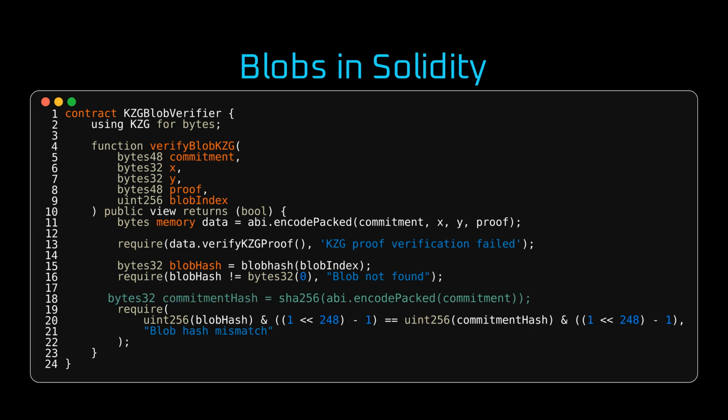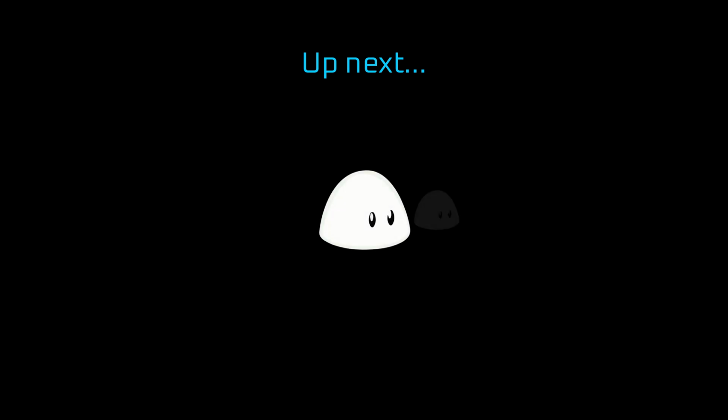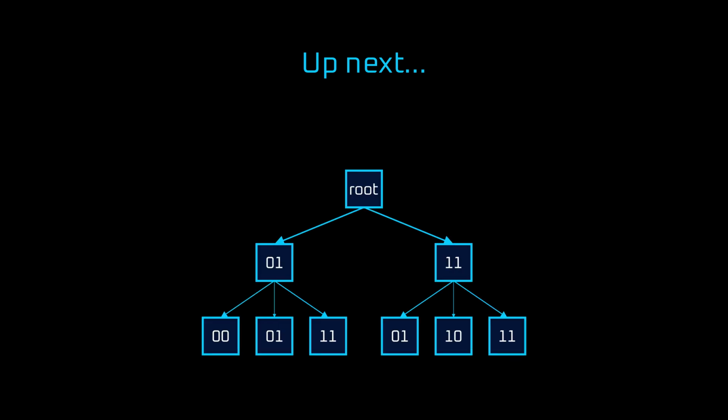Finally, we calculate the hash of the verified KZG commitment. We require the last 31 bytes of commitment hash to match the blobhash result. Congratulations! We successfully verified a real blob data. And that is it from the blobs. Today we've learned how we can commit to a vector, and next time we will leverage this to dive even deeper. It's time for Verkle Trees.